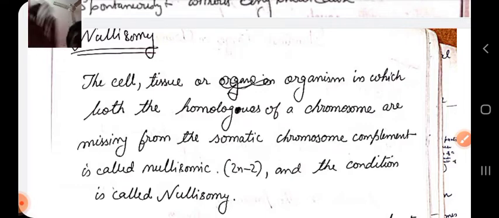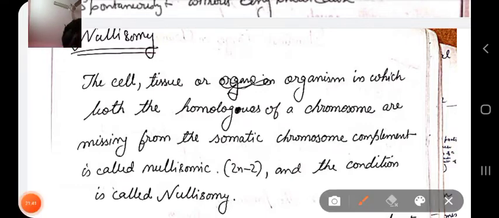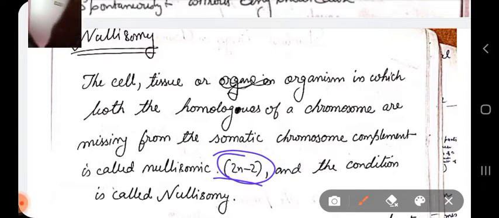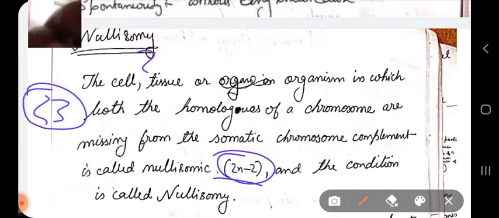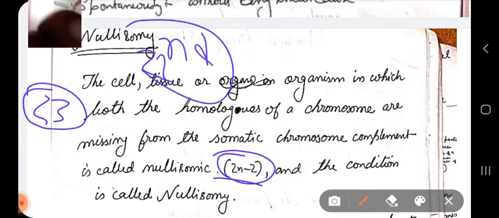That's why the genomic formula is 2n minus 2, and this condition is called nullisomy. Suppose we have 23 pairs of chromosomes, and out of these 23 pairs, the 22nd pair of chromosomes is lost. That is called nullisomy. For example, I have said.